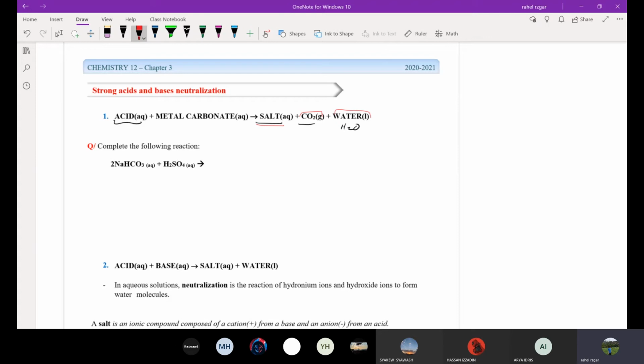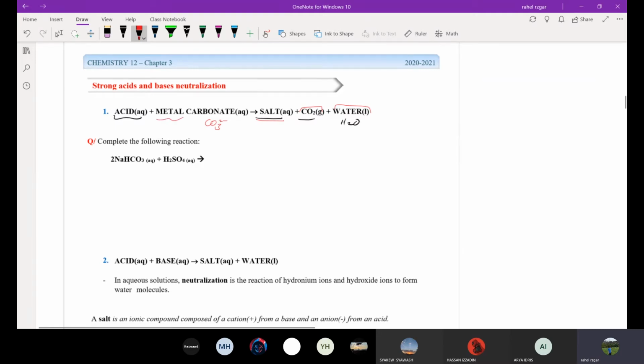Let's explain salt. So first, what's a carbonate? Carbonate is CO3, so it's negative. Anything with CO3 is a carbonate. If it comes with a metal and reacts with acid, this is what we have.